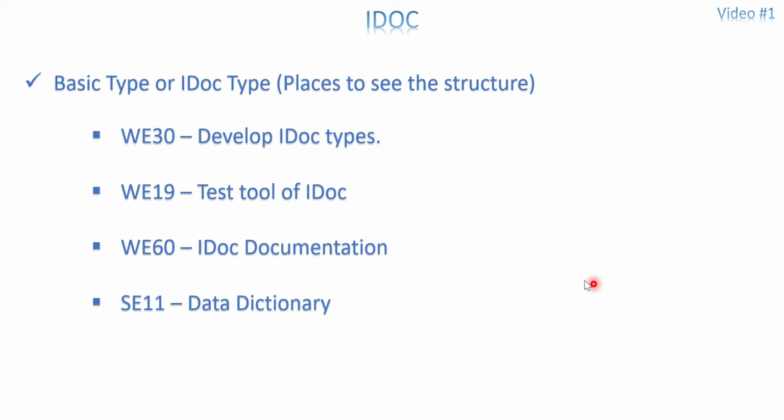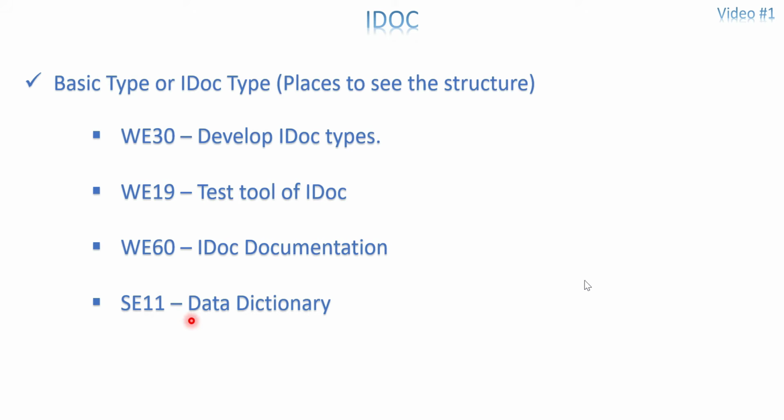Fields for it. So if you go to WE30, you can see this is the description of the transaction: Develop IDoc Types. If you want to see any standard IDoc type, or if you want to create one, go to WE30. WE19 is a testing tool for an IDoc. There also you are able to see the structure of your basic type. WE60 is called IDoc documentation. Very detailed information about your basic type is available in WE60.